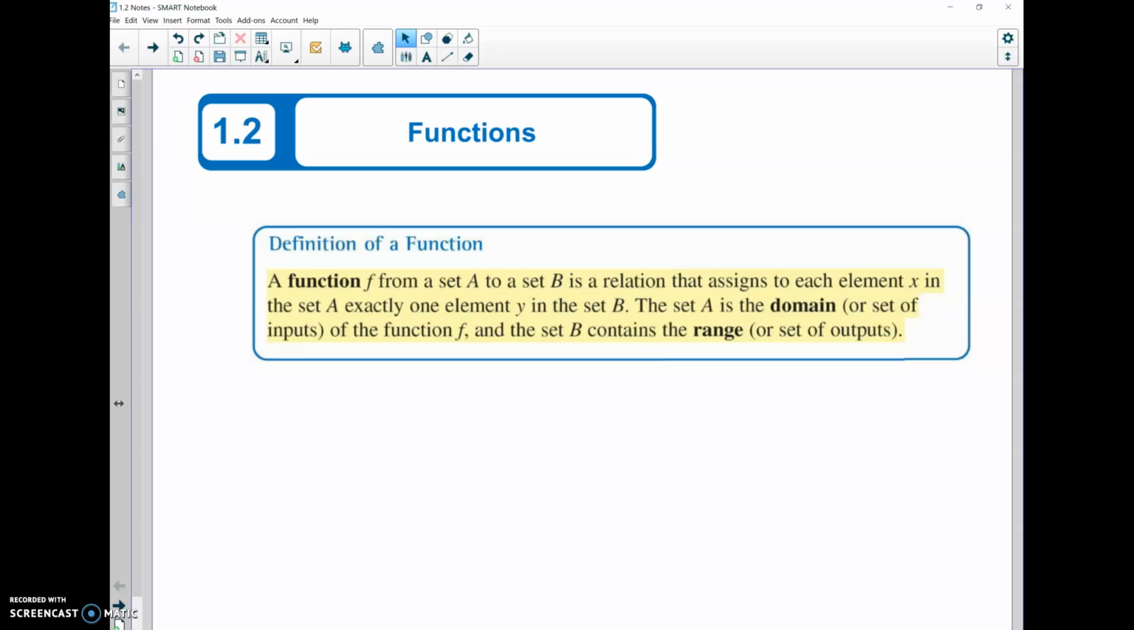So if you plug in something, if your function, quote unquote, works, meaning your relation works and it's a function, every single person who plugs in the same input should get only the same answer, the output.